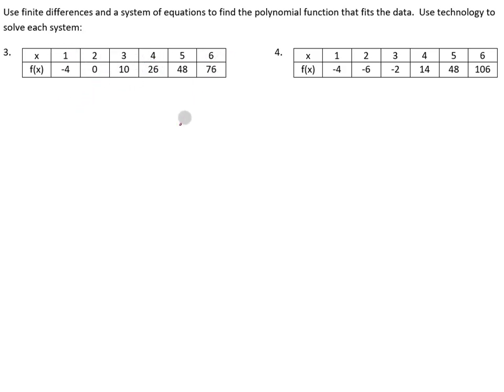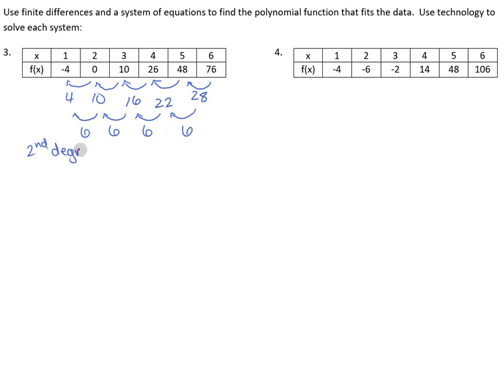Okay, so again, we've got these 6 consecutive points. We're going to use our finite differences, so let's do that first. All right, here are our finite differences. My first order difference was not constant, but my second order difference was. So we now know this comes from a quadratic, or a second degree polynomial.